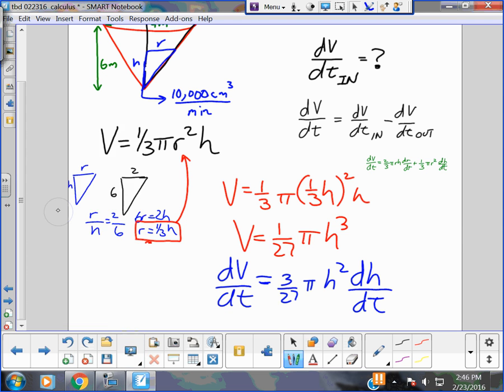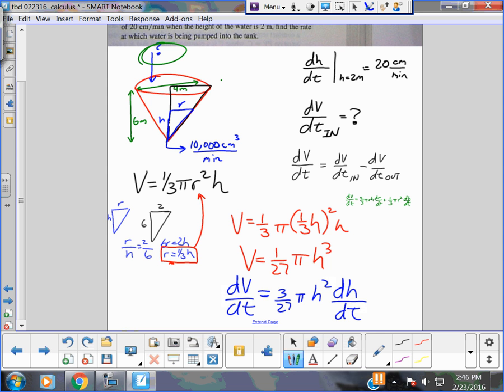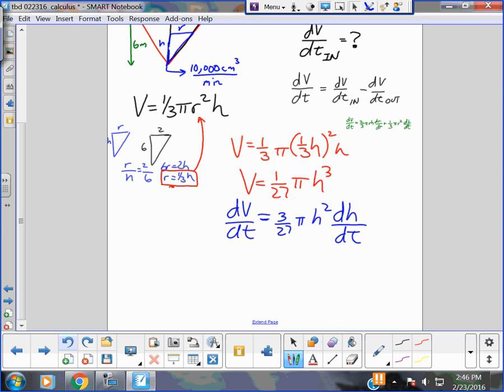And if I just shrink the screen down a little bit, think about it. I know h. I know dh/dt, right? I need dV/dt, so I can do this, all right? So I'm going to plug in those numbers and get a solution. So I get dV/dt equals 1/9 pi. h was 2 meters, squared. dh/dt was, oh, I love these book problems.